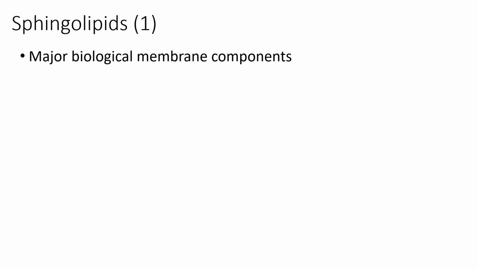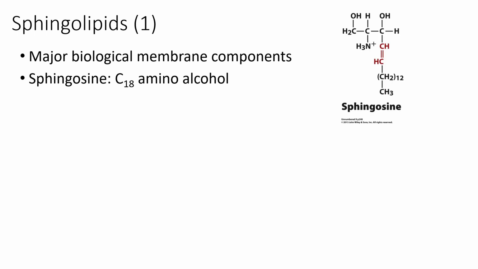So let's talk about some other components of biological membranes, which are also lipids, but they are not based on a glycerol backbone like the other lipids we've discussed so far. So one that we want to discuss now are sphingolipids. So sphingolipids are based on sphingosine. Sphingosine is an 18-carbon amino alcohol. So let's look at what that means.